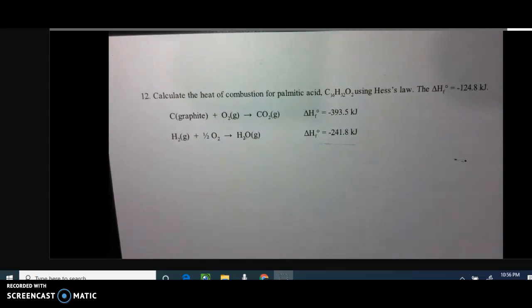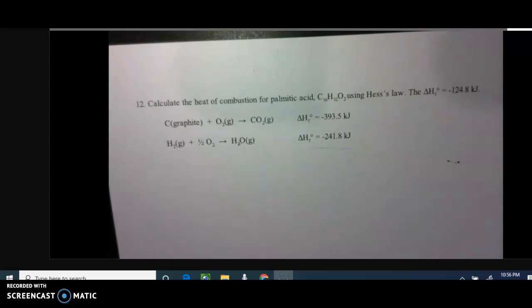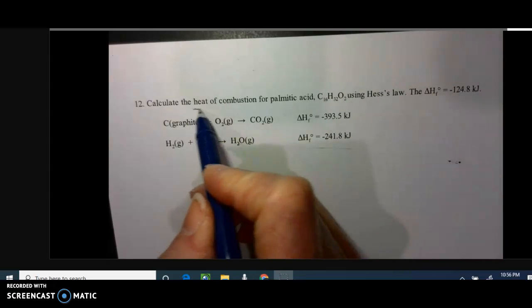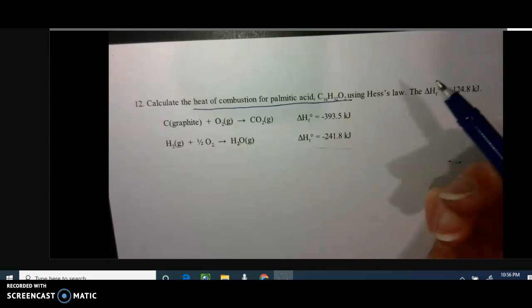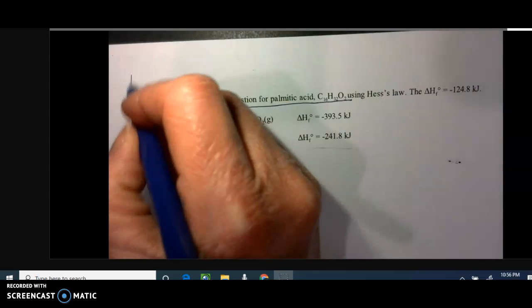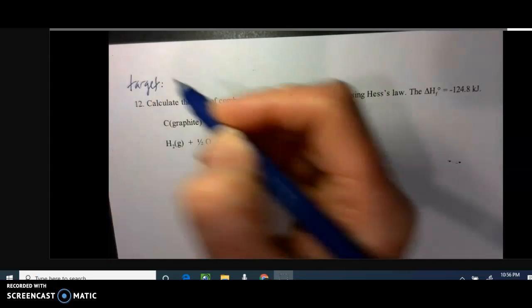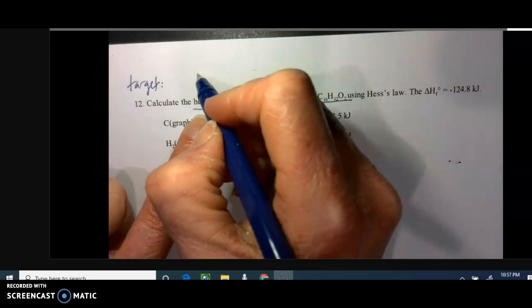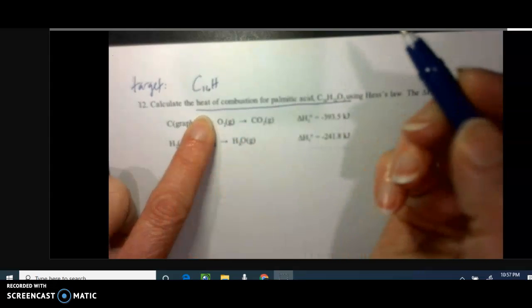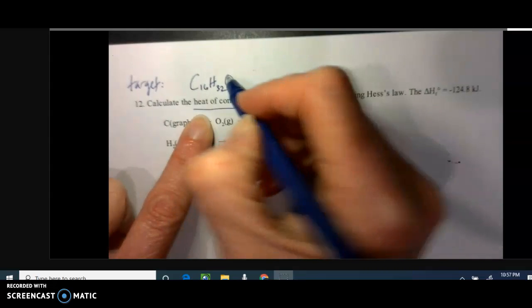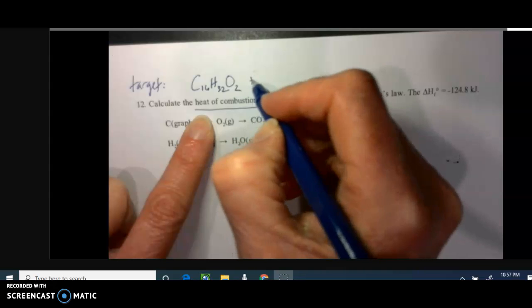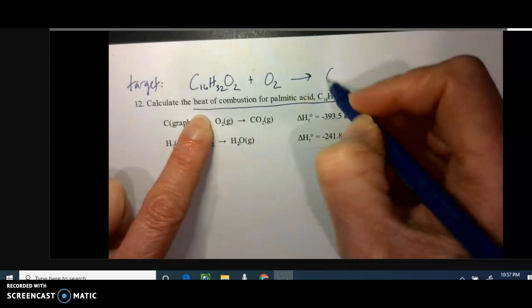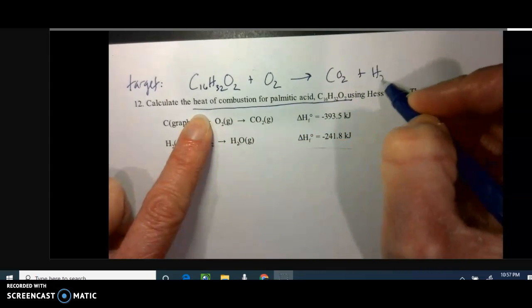All right, I'm going to be working on the backside of your Hess's law note sheet. So we're going to calculate the heat of combustion of palmitic acid. This is my target equation, and I always like writing this because then I know where I need to go. For combustion, I'm taking something that has at least hydrogen and carbon, and this one has oxygen in it, reacting it with oxygen to form CO2 and water.